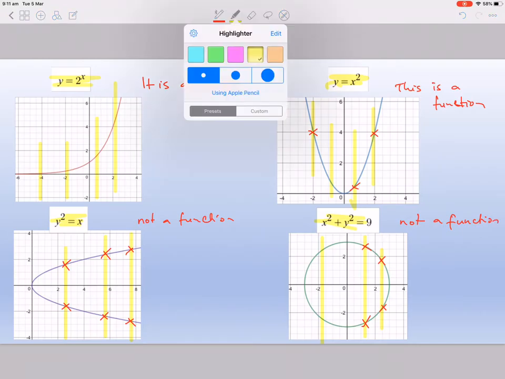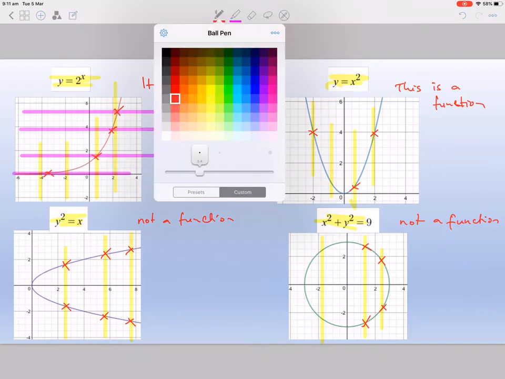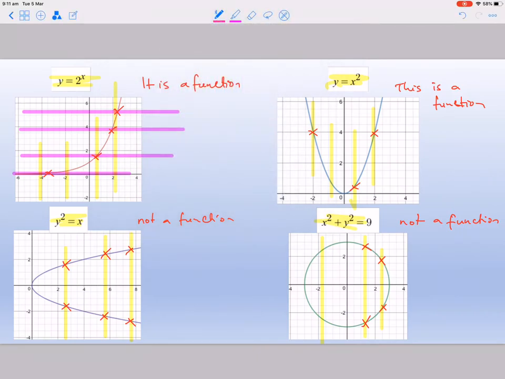Now we're going to grab our ruler and do a horizontal line test. This one here passes the vertical line test because it only crosses at one point. Even down here, there's only one point that it crosses. So we call this graph 1 to 1. That's a subset of a function that we're going to be looking at.